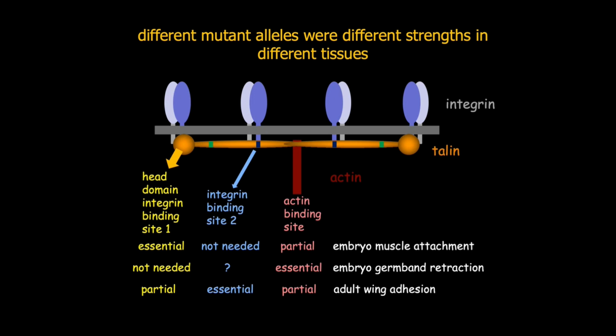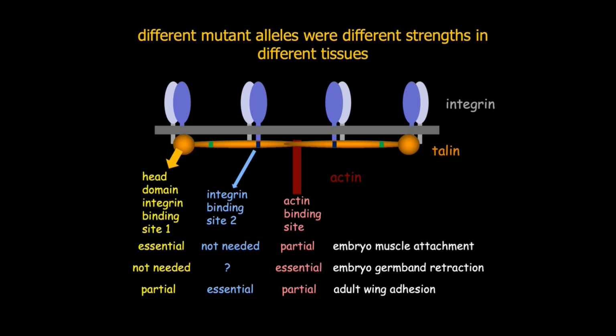So if we delete the actin binding domain, we get this partial phenotype. If we delete the IBS2 as well, it doesn't get any worse. Whereas in the wing, it goes from a partial phenotype when deleting this to a null phenotype if you delete both of them. And because this is already fully essential when we delete that, we couldn't test whether that was necessary or not.